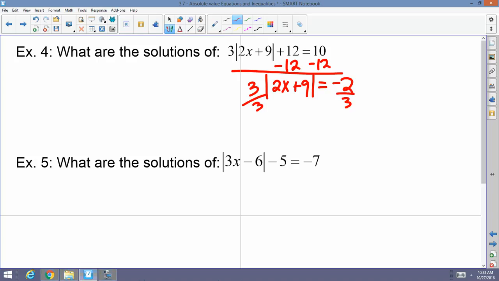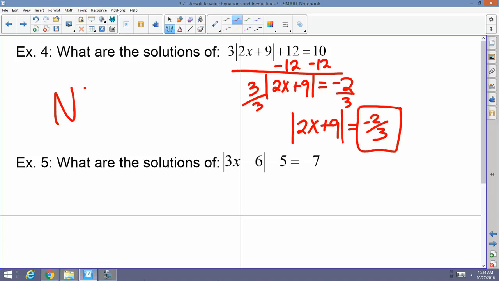Okay, now we start solving, right? Why don't we start solving? Thank you, my brother. Guys, can an absolute value ever equal a negative? Right off the bat, no solution. It's impossible.